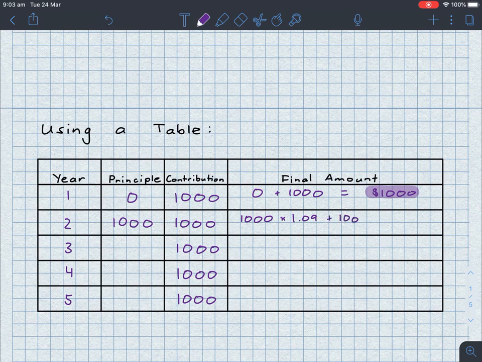Okay, so that $1,000 will earn an extra 9% interest, plus at the very end of that year, she's adding in another $1,000. So at the end of the second year, she has $2,090. So now this is going to follow the same pattern the whole way through.